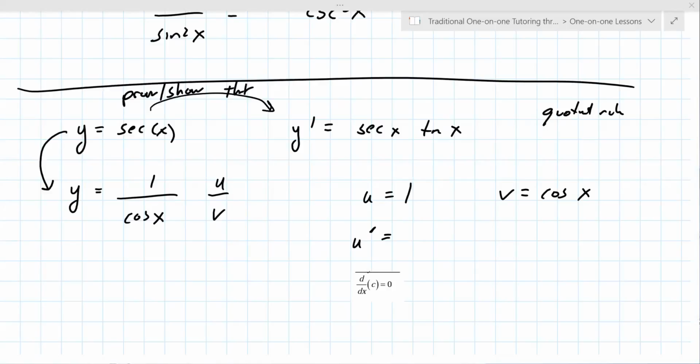And then the derivative of cosine x is negative sine x. Yes. Okay. So again, try the quotient rule with this. I'll be right back in 30 seconds or less. Okay.